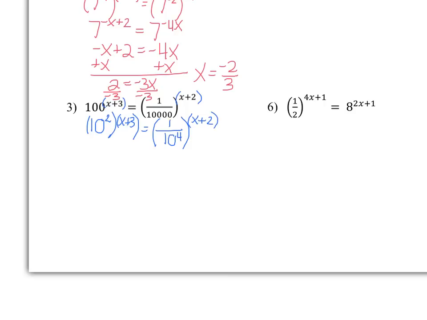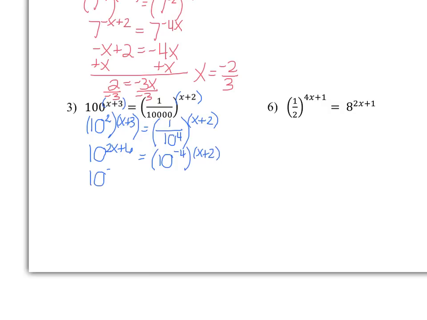Next, I'm going to distribute the 2 to the x and the 3 of x plus 3, and I'm going to get 10 to the power of 2x plus 6. And 1 over 10 to the 4th is actually going to be 10 to the negative 4th to the power of x plus 2.